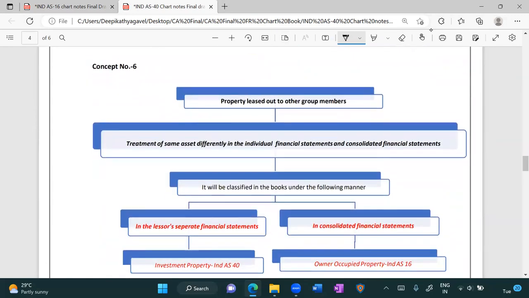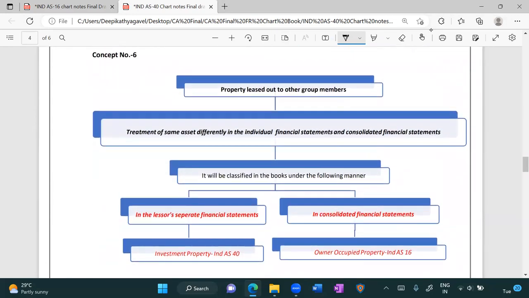Ind AS 40 will apply, right? I hope that is very clear. Now moving on to the next concept, which is property that is leased out to group members. What do you mean by group members, guys?